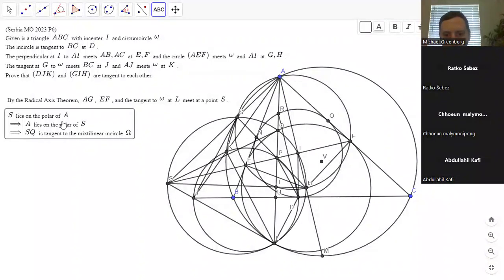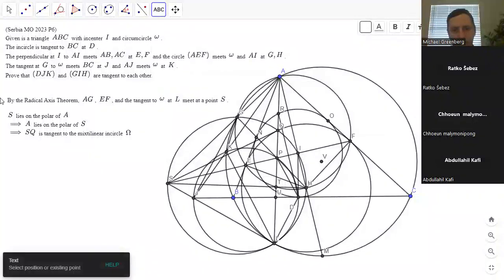And then we know that angle HGS is 90. We know that angle HLS is 90. We know that HIS is 90. And by symmetry, we know that HQS equals 90 because HQS equals HLS. And so that proves that this is cyclic.